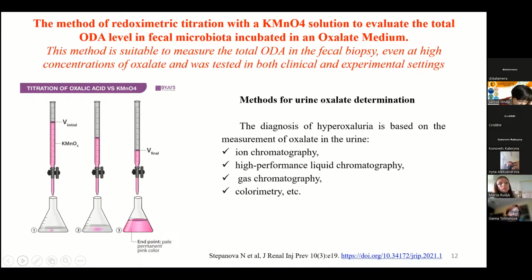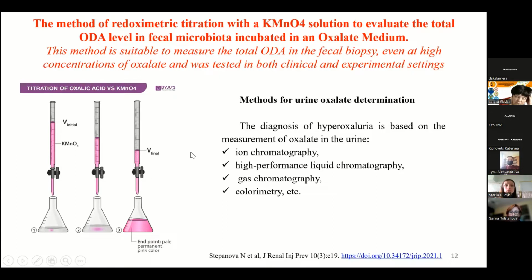We decided to adapt a method which can be easily introduced into clinical practice, and just avoid culturing the oxalate degrading bacteria and checking their number, but instead check in one step the oxalate degrading activity of the entire microbiota in feces.